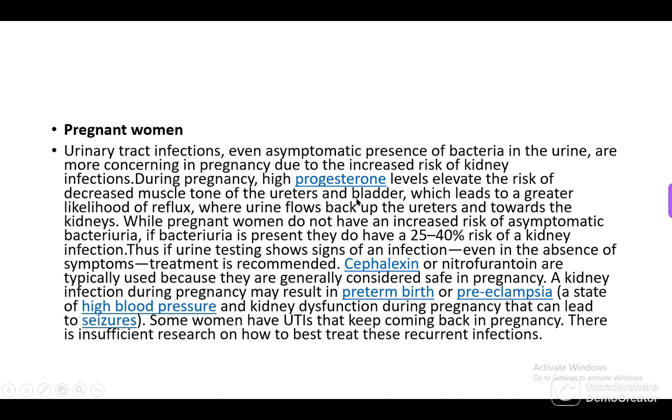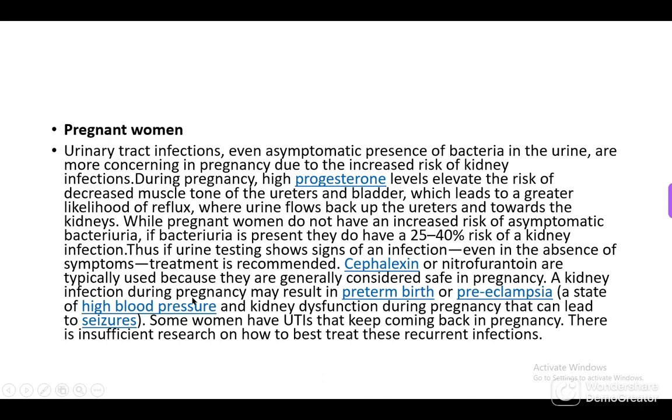Pregnant women have to be given treatment, because during pregnancy the high progesterone levels elevate the risk of decreased muscle tone, and that is the likelihood of leading to reflux. The vesicoureteral reflux becomes more active, and that is why in 25 to 40% of cases there is risk of kidney infection. If it occurs, then it will become a full-blown infection. That is why you have to give these ladies cefalexin or nitrofurantoin, typically, because they are generally considered safe in pregnancy. Nitrofurantoin in females is safe. Cefalexin is safe. Or cefuroxime is safe.